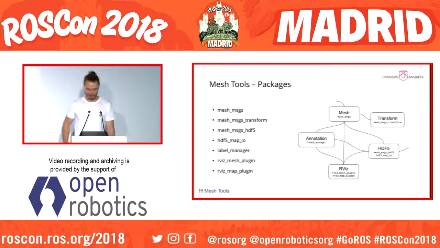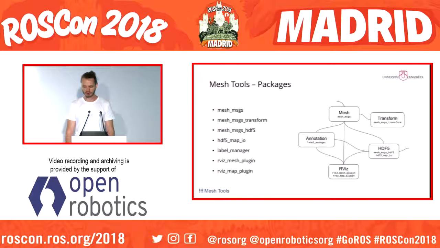So what we brought to you are some packages, starting with mesh messages. We define some messages for the geometric structure, as well as the analysis and metrics we can apply on the meshes. Of course, we also provide a package for transforming meshes from one coordinate system into another, or from one frame into another. We also provide persistence, because we're sometimes dealing with really huge data sets, up to 100 or 200 gigabytes. We use a persistent layer using HDF5. Thereby we present the mesh message HDF5 package and also HDF5 map IO to do this directly without the step over the messages. And we also provide a label manager.